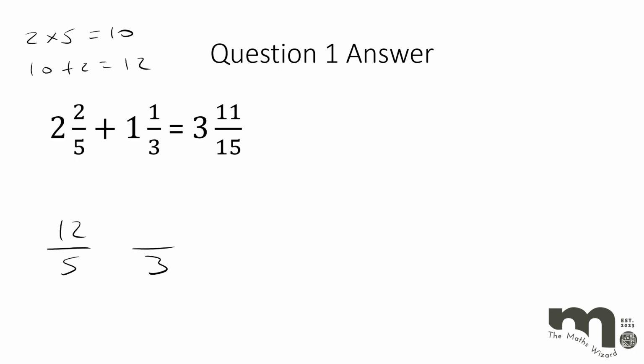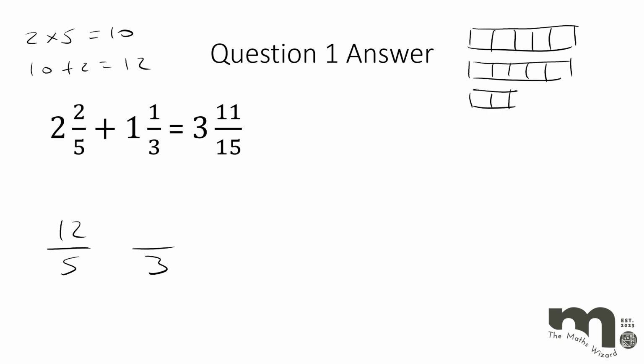So 12 over 5 is the same as 2 2/5. And the reason why: imagine you've got 2 whole ones split into fifths. You can see on my little bars there, you've got 10 segments, and you've got this extra 2/5 here. And as you can see, if you count the segments, you end up with 12 over 5. So that's why those two are the same. Same idea with this one.